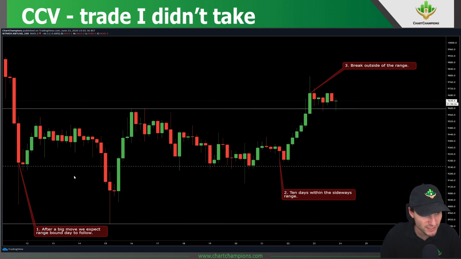Okay, so we were obviously in a range here. We were in a range, and we had just had a break outside of that range. We had just broken outside of this range, and it was looking somewhat healthy at the time. Okay, so 10 days within a range, a breakout of that range. Okay, so why was I not shorting here and expecting price to come straight back down?